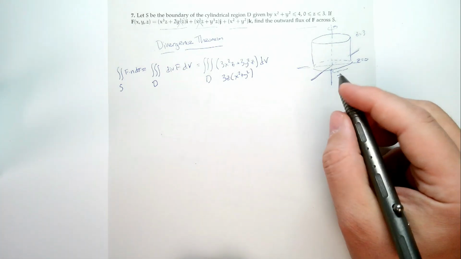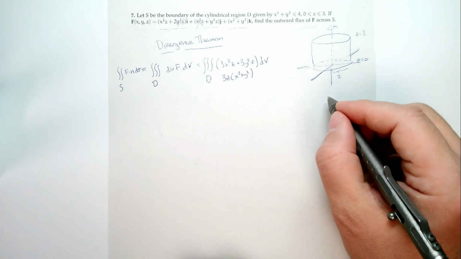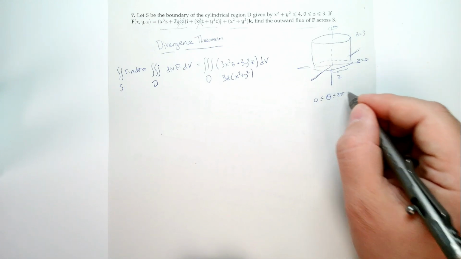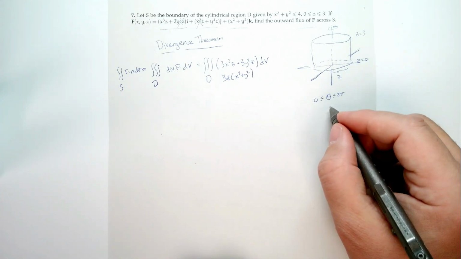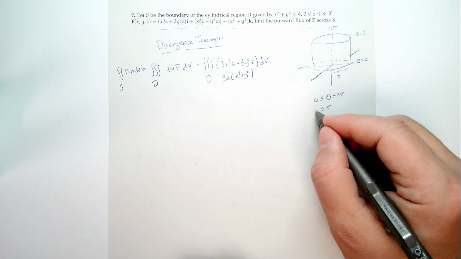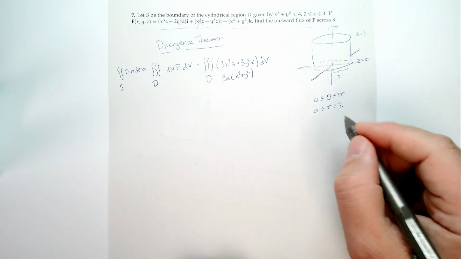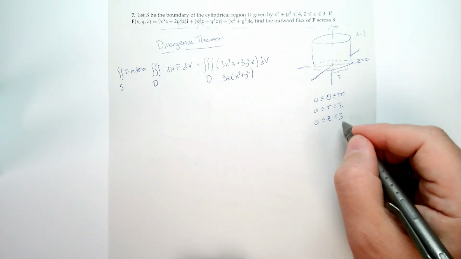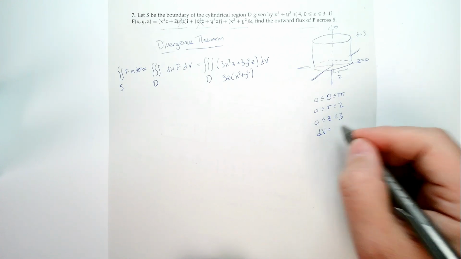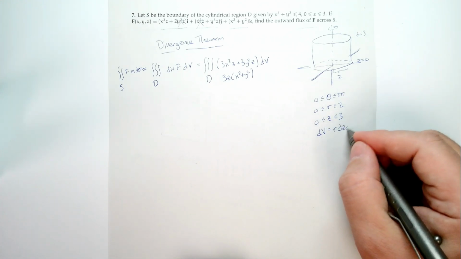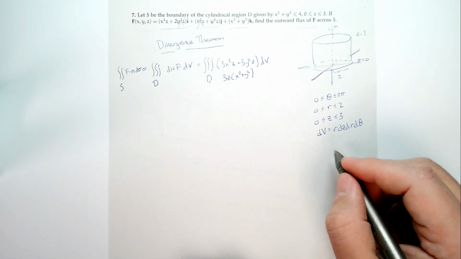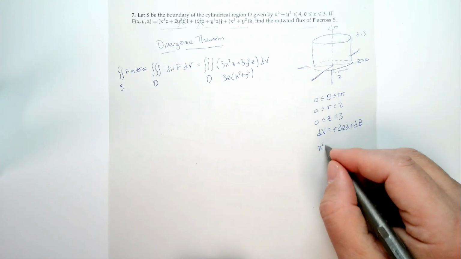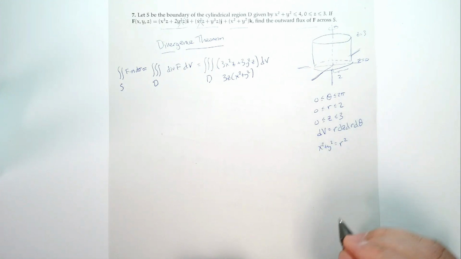All right, so let's figure this out. Well, what do we have? Theta, that's easy. That's 0 to 2 pi. How about r? Well, that's going to go 0 out to 2, the radius of the circle. How about z? Well, that's 0 up to 3. What about our dV? Well, that's r dz dr d theta. And z, well, that's just z. That's a nice thing. x squared plus y squared, well, that's r squared.